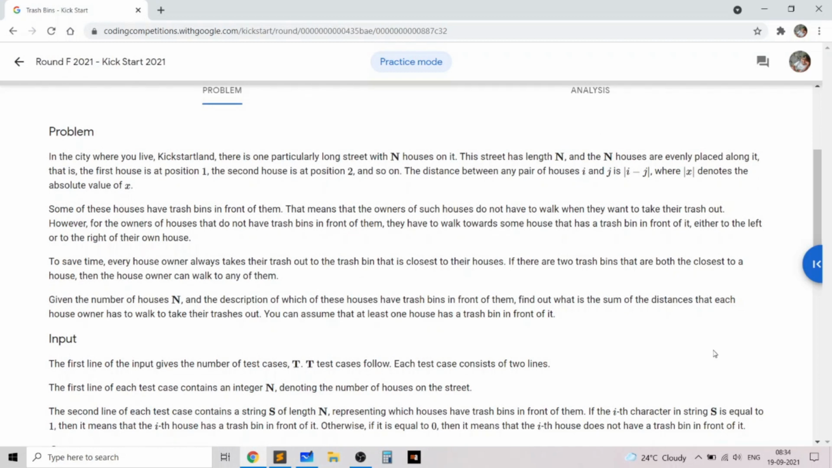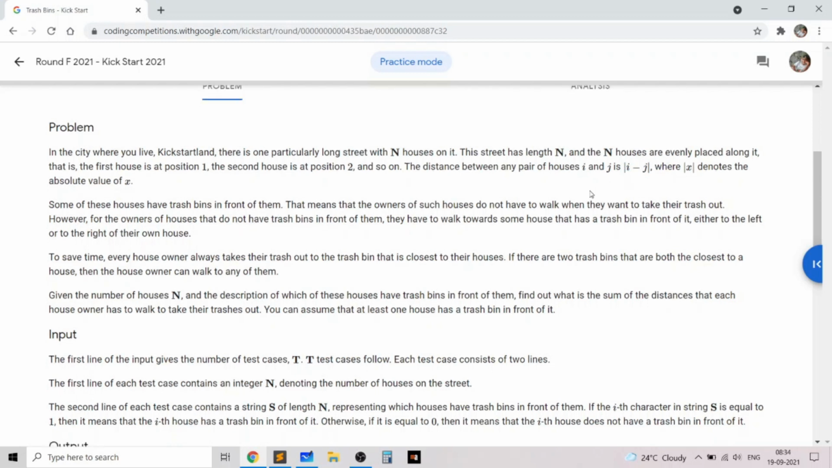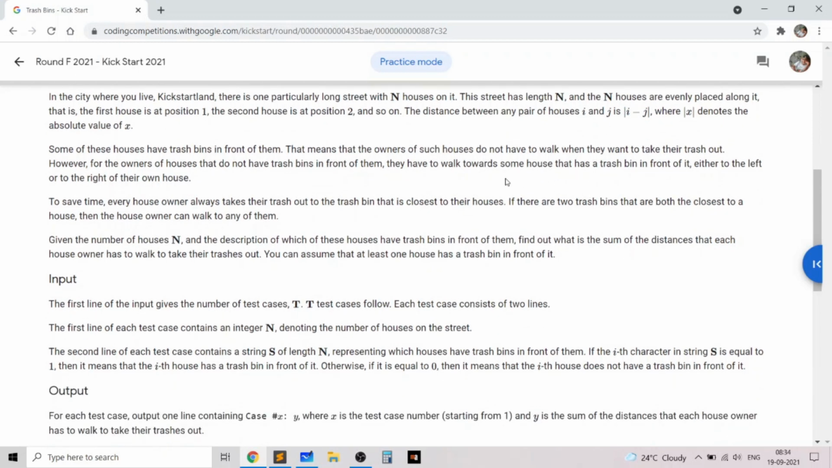So in this problem we are basically given a street with n houses in it. The first house is at position 1, the second house is at position 2, and the ith house is at position i. The distance between houses i and j is the absolute value of i minus j, and some of these houses have bins in front of them.